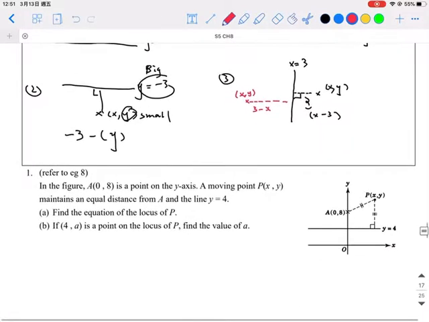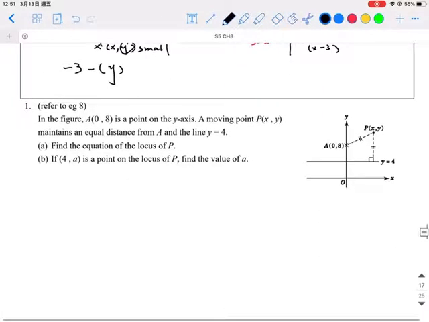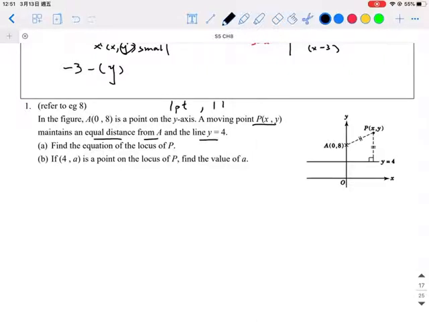And for question 1, in the figure, A is a point on the x-axis, and a moving point P maintains an equal distance from A and the line. So this is 1 point and 1 line. So part A, find the equation of the locus of P. So first of all, how can I find the distance from the point P to the line y equal to 4?